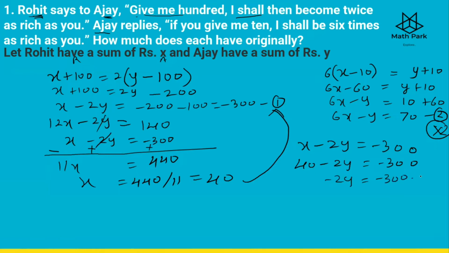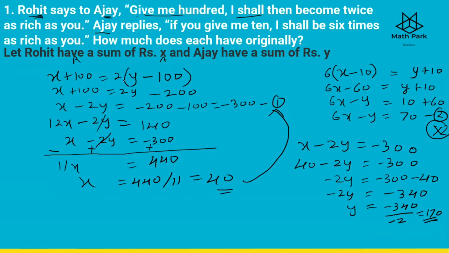This 40 moves here because it becomes minus 40. So minus 2y is equal to minus 340. So y is equal to minus 340 divided by minus 2, which becomes 170. Got it? So we got the value of y as 170 and the value of x as 40.